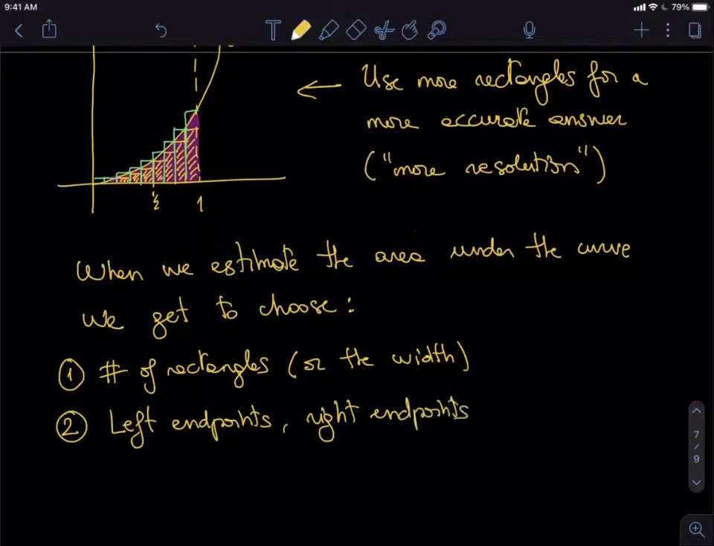Okay, this is what we were saying. In this example with x squared, left endpoints was the equivalent of underestimating, and right endpoints was the equivalent of overestimating. Okay, but that was because x squared is increasing. But there's also a third option, which sometimes is used, which is using midpoints.